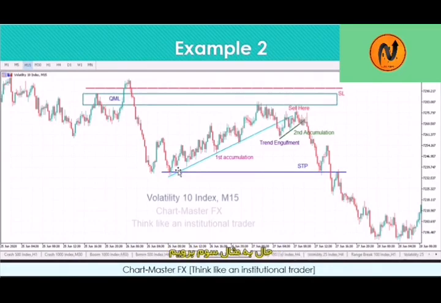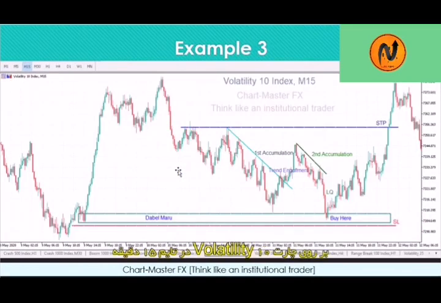Let's go to example number 3. On example number 3 here we are on Volatility 10 index M15. As you can see in this example, this is a buying scenario, and fortunately I was able to bring some examples for the buying setups here. You can see, guys, that we had a strong momentum to the upside.